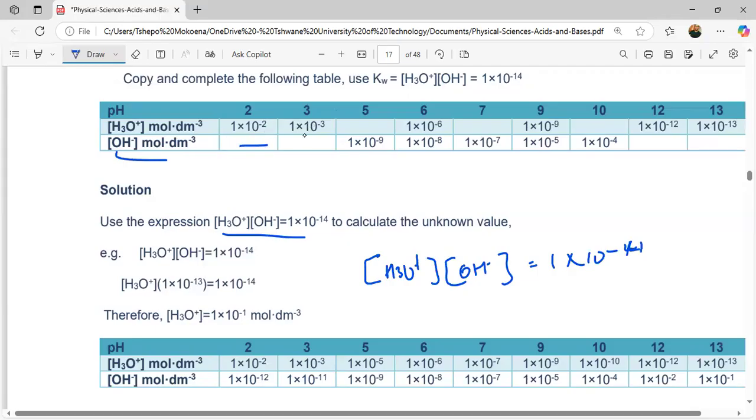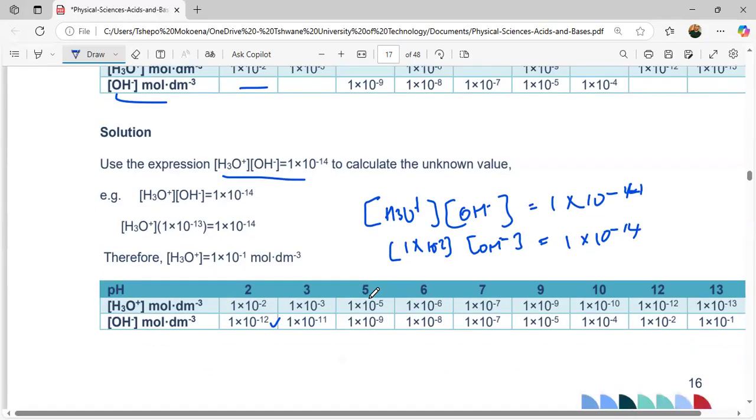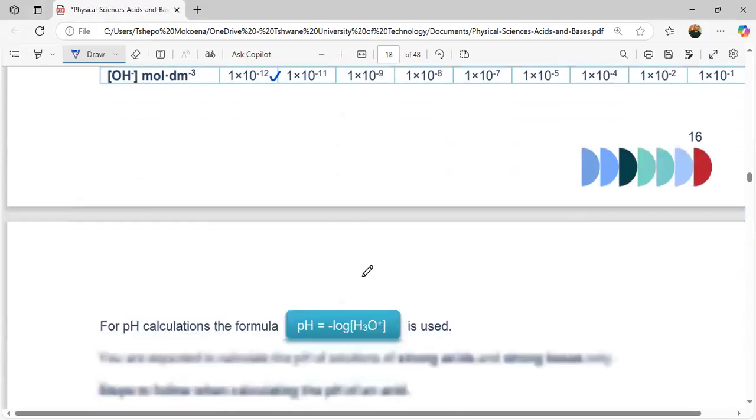It's easy. You are given the H3O plus, right? You are given 1 times 10 to the power of -2. We are looking for the OH minus. In the exam, they won't even ask you such. This is just for understanding. 1 times 10 to the power of negative 14. Then you divide both sides, and you're going to get this value. Then you will do the same for the rest. They won't ask you such things. But even if they ask you such a thing, it is too easy. I believe you guys will get it.